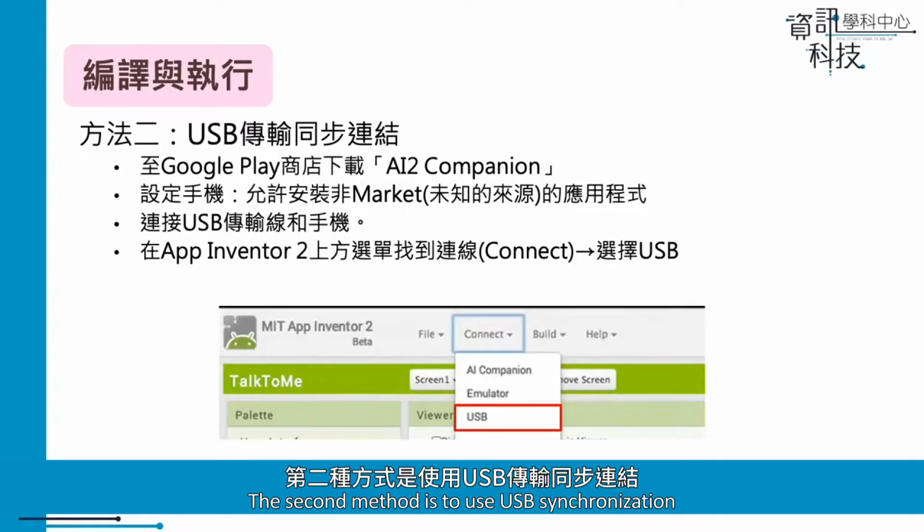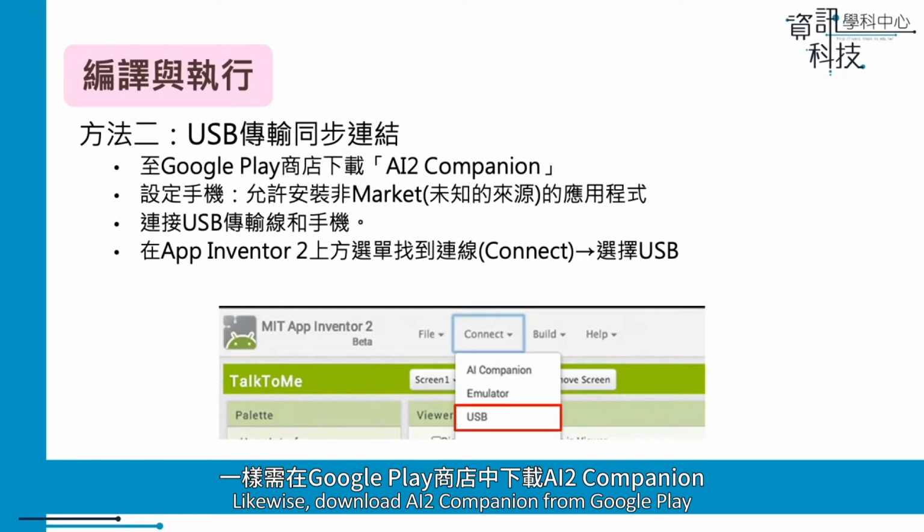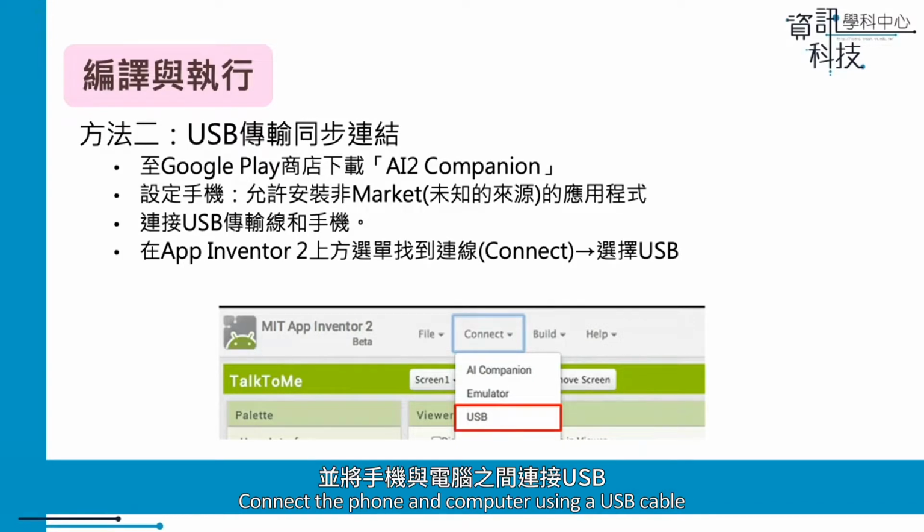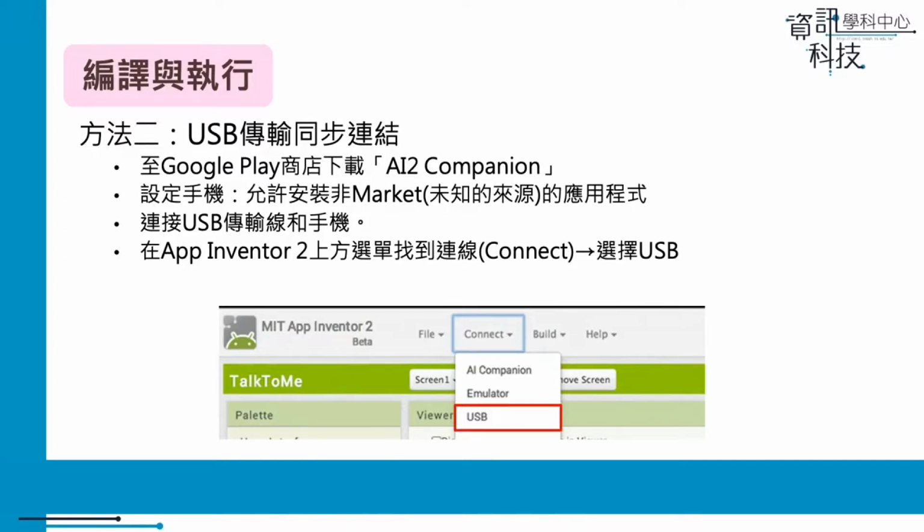The second method is to use USB synchronization. Likewise, download AI2 Companion from Google Play. Connect the phone and computer using a USB cable. Choose USB and Connect to begin testing.